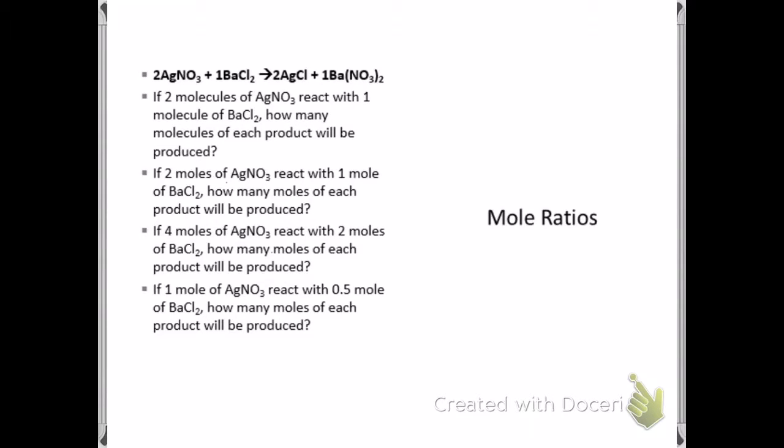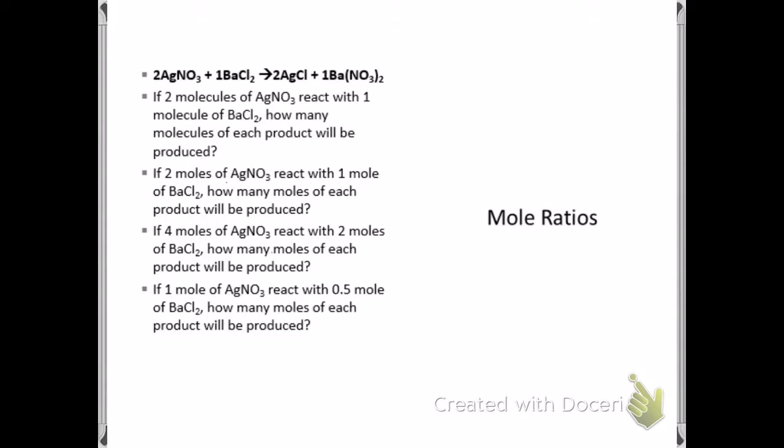If we double it, if we have 4 moles of silver nitrate and 2 moles of barium chloride, well, we'll get 4 moles of silver chloride and 2 moles of barium nitrate out. Our ratios stay the same even if we have larger quantities. And then the last one, if we have 1 mole of silver nitrate with half a mole of barium chloride, well, we're going to get 1 mole of silver chloride and half a mole of barium nitrate. That's just to get you used to those mole ratios and how those things work together.